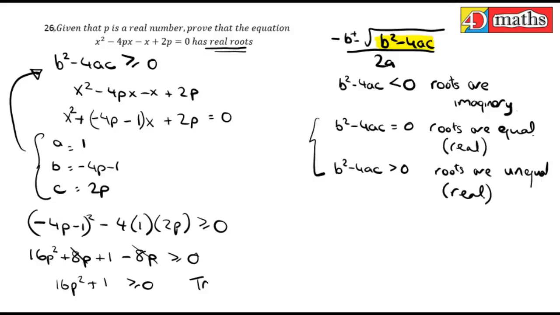Which is true. Why is this true? Because p squared is positive. You multiply by 16, which is still positive, and you add in 1 to it. So therefore this is going to be positive. So therefore the roots are real for all values.